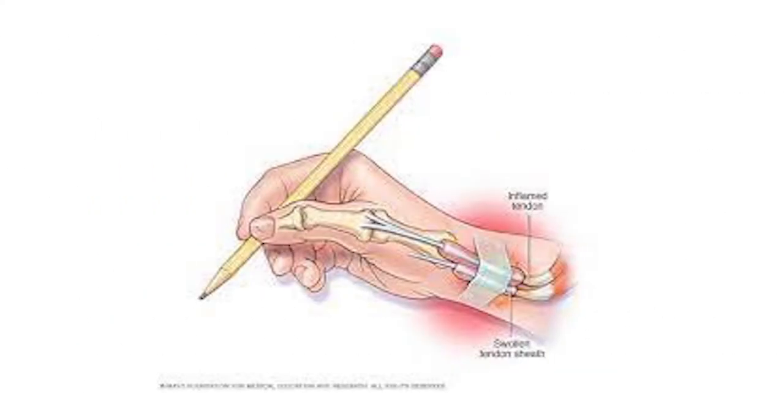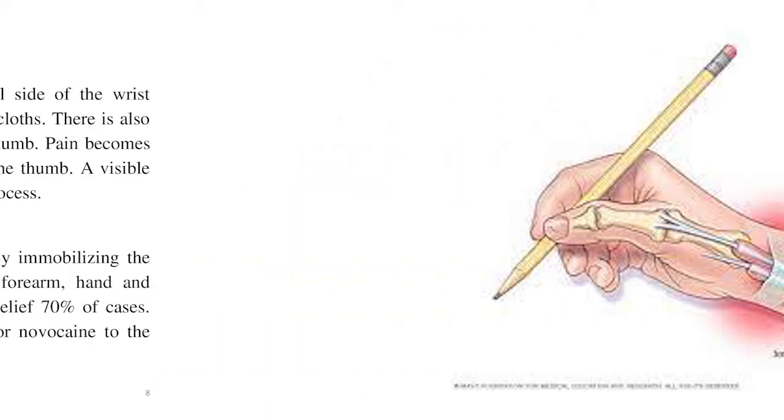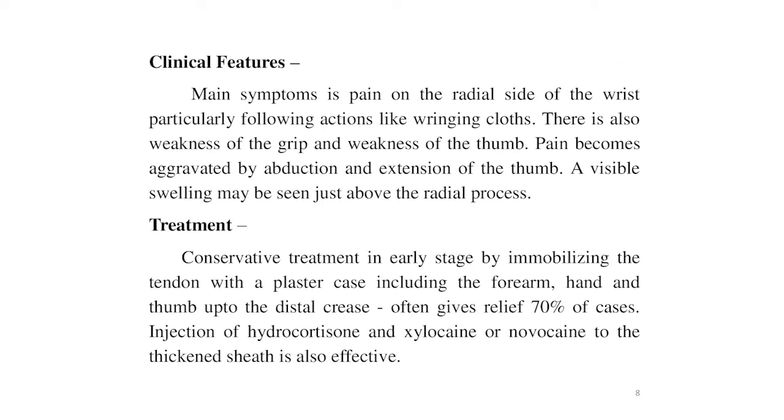Dear students, here is a good picture showing how de Quervain's disease develops and the fibrosis of the tendon sheath. Now the clinical features of this de Quervain's disease: the patients are usually middle-aged individuals between 40 to 50 years of age. This condition is more often seen in women.